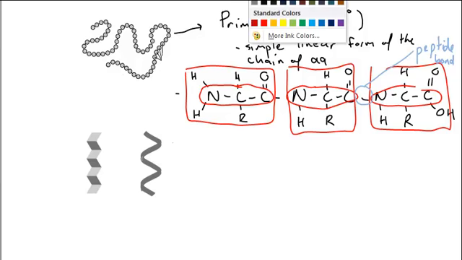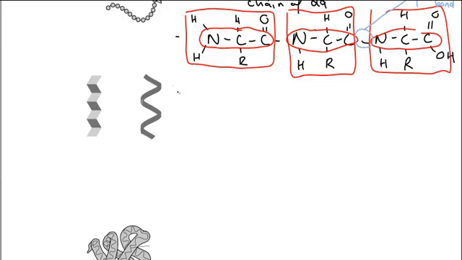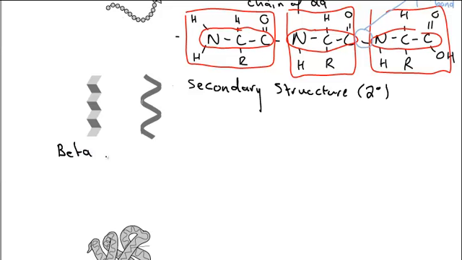Once you get that single chain of amino acids, they start interacting along the chain to form what's called the secondary structure. Okay, and there's two main forms of secondary structure. One's called a beta sheet. That's the symbol for beta. And this is kind of like old-fashioned computer paper, how it was always linked together. Okay, that's a beta sheet.